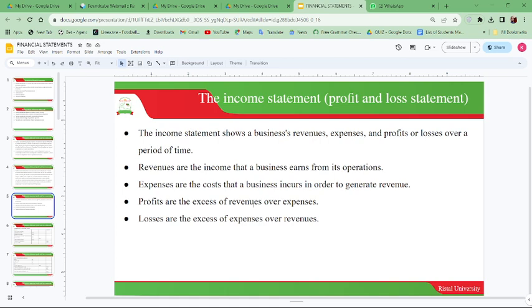So how do you know that you have made a profit? You know a profit when your revenue is more than the expenses. And how do you know that you have made a loss? You know that your business has made a loss when the expenses are more than the revenue that you get in. You spend more than the revenue that you get. So there you know your business is making a loss.